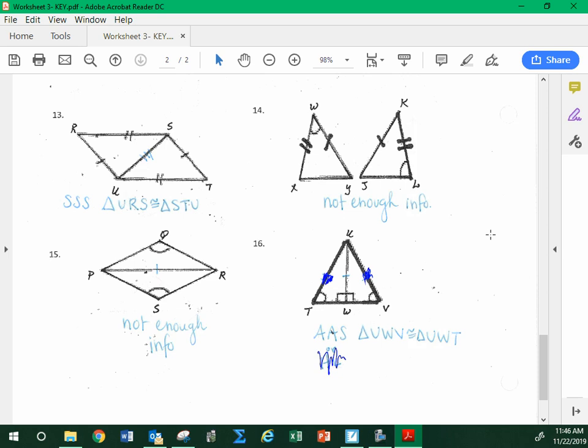Okay. All right, worksheet 4. You don't have to use it, but just make sure you mark it on the picture so that I know that's what you're doing.